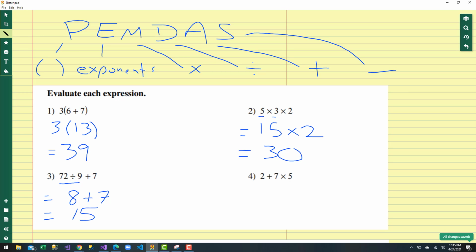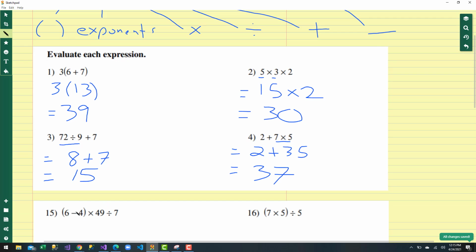All right, problem number 4. Again, PEMDAS. We see a plus here, but be careful. You have to do multiplication, division before addition and subtraction. All right, so first I'm going to copy the 2 there and the plus sign and multiply the 7 and the 5 first. So that becomes 35. Okay, and finally, now we can apply addition. So 2 plus 35 is equal to 37. And boom, we're done with those problems.